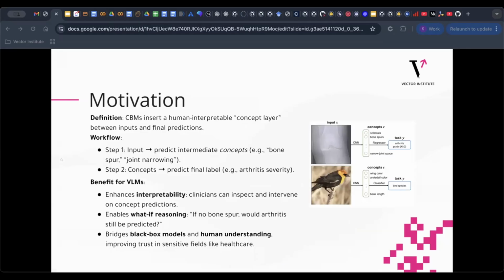Yeah, so this is what I was talking about. The concept bottleneck models have an input to concepts model, and then you have the concepts to the final label prediction part. The benefit of this, as I mentioned before, is what-if reasoning, which is just the human in the loop part, where humans have control over how they want to change the concepts for the final prediction to change. And that also bridges black box models and human understanding, like I explained.